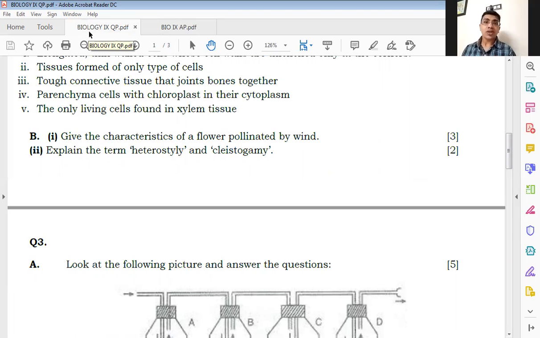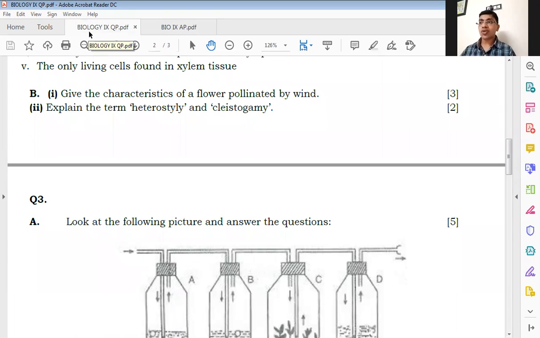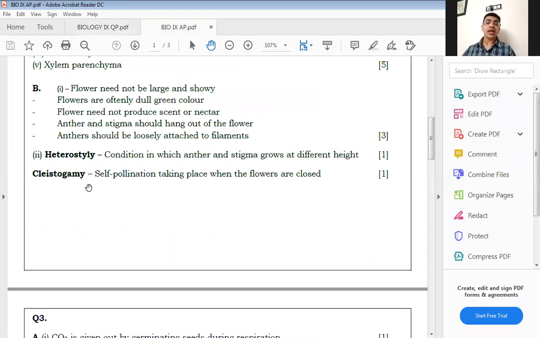Okay, let's go to the second question of B, and that is explain the term heterostyle, right? And cleistogamy. 2 simple terms, important there. So let's see that. Heterostyle, it is a condition in which anther and the stigma grows at a different height. So the male part and the female part are not at the same level. This basically is going to favor what is known as cross-pollination.